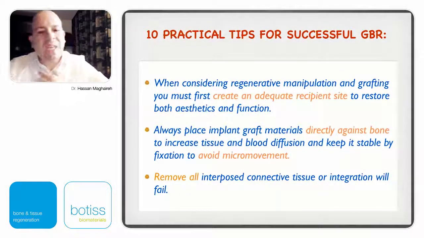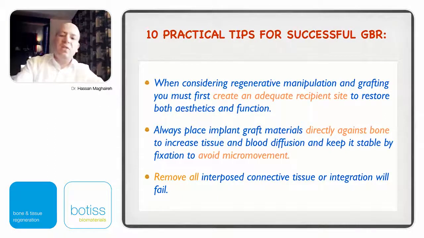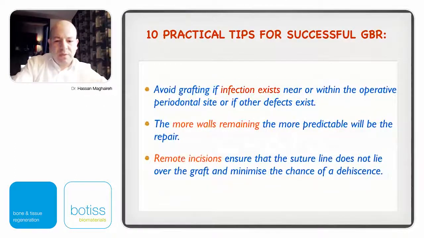My personal 10 practical tips for you guys to get successful GBR in your clinical practice. Make sure that you create an adequate recipient site. Okay, make sure there is no periosteum on the recipient site, and the defect is either a 3-wall or 2-wall defect. Okay, always place the graft material directly against the bone and avoid any micro movement and remove any granulation tissue.